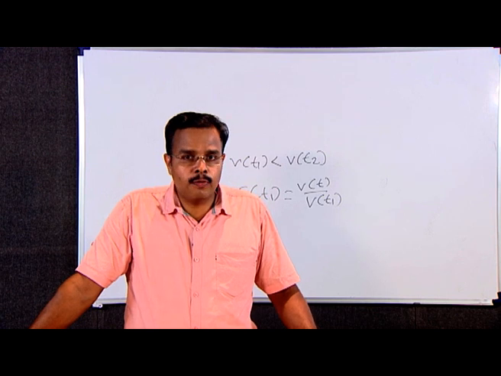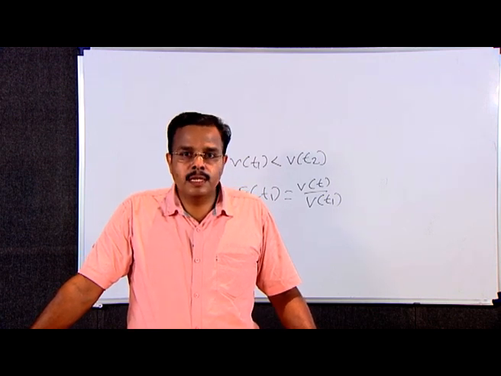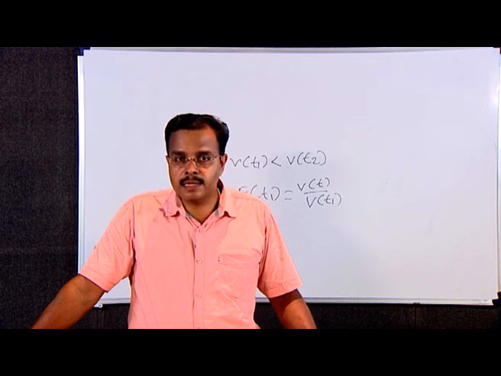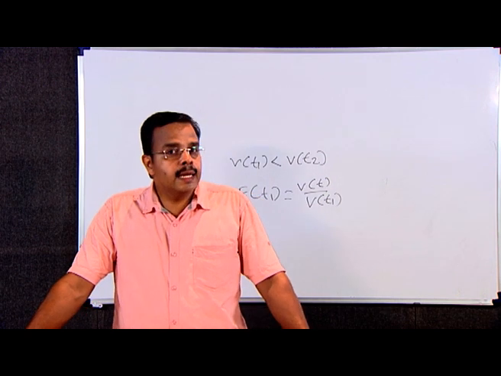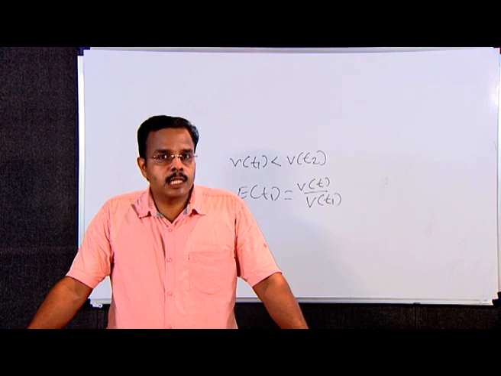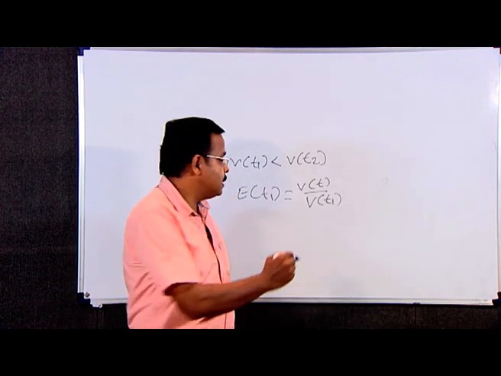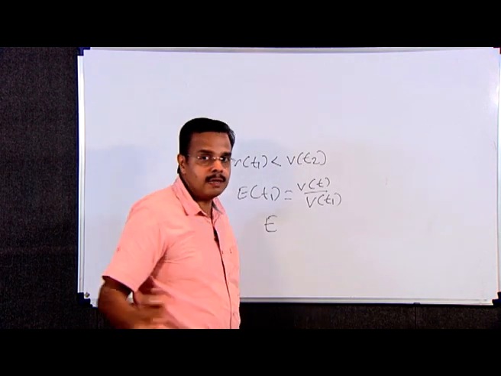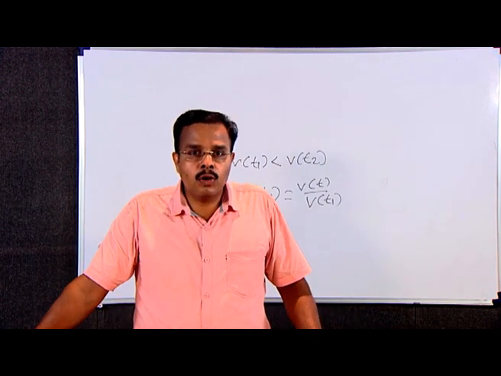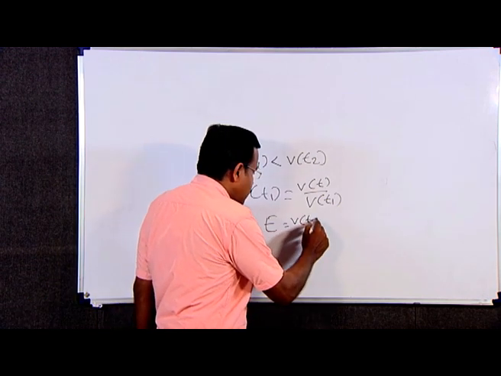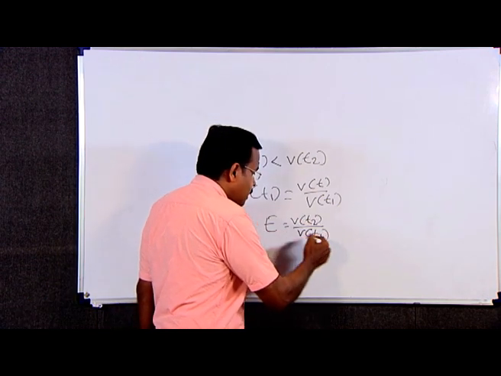The efficiency of the most efficient estimator is 1 and that of any other unbiased estimator is less than 1. The relative efficiency of T1 with respect to T2 is denoted by E and is defined as variance of T2 divided by variance of T1.